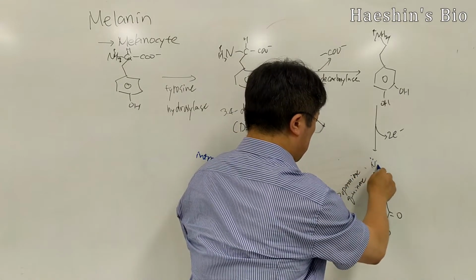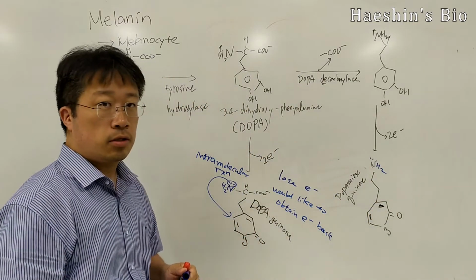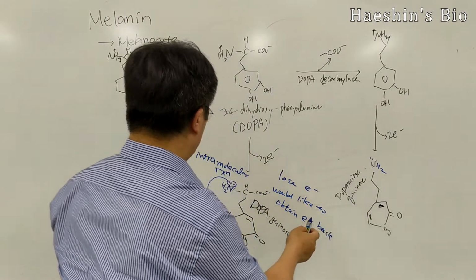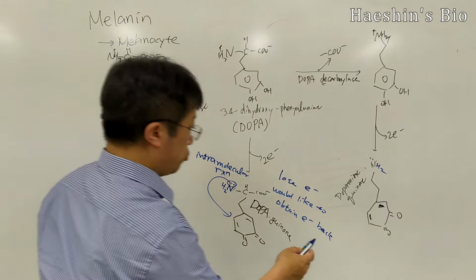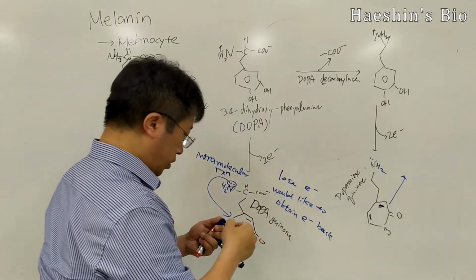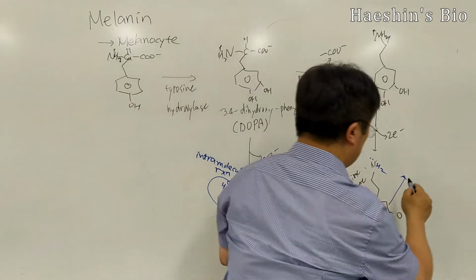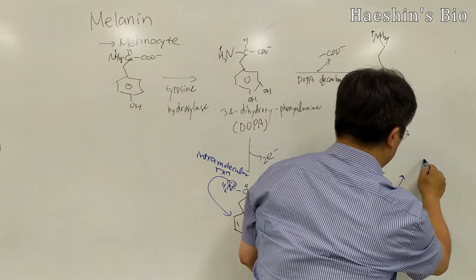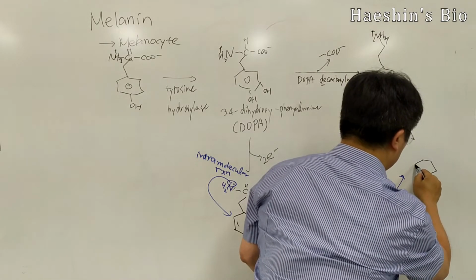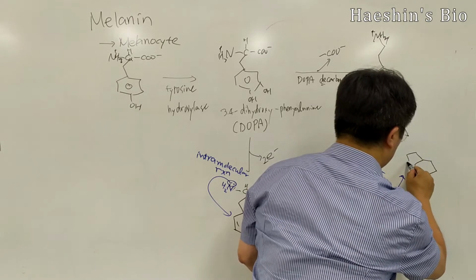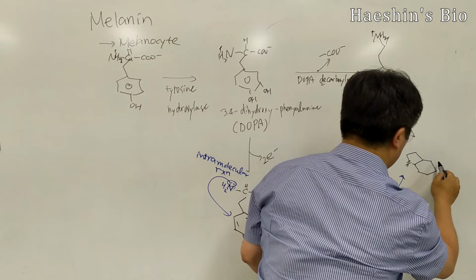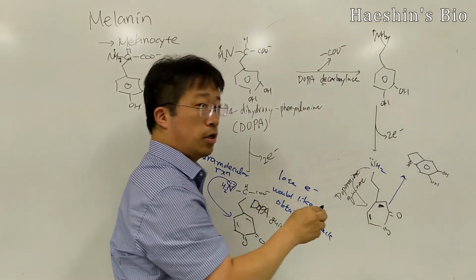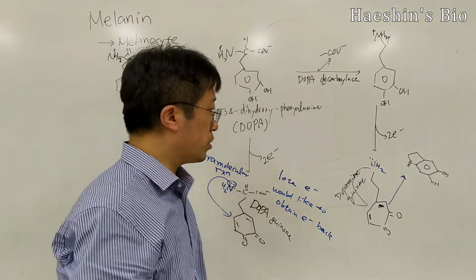Then we have like this. So then they form. What should I? Okay, I'll draw it this way. So this one reacts to here. So then we got, like this, right? So this is a cyclization reaction.